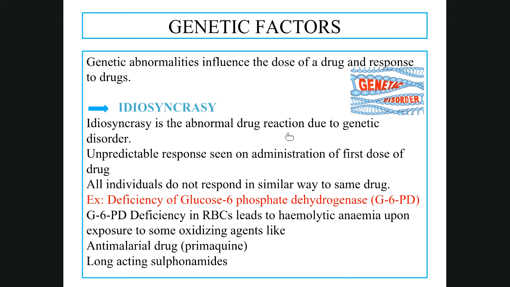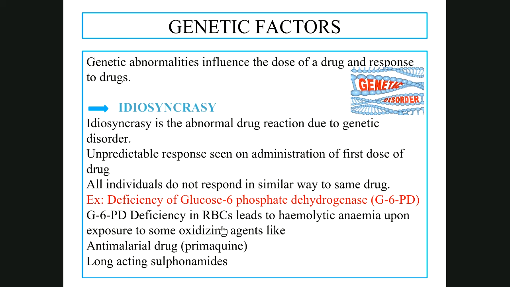All individuals do not respond in the same way, but if the person is having any genetic disorder or if his or her genes are reacting to the drug, there are chances that he or she might produce some abnormal response to that drug. Example, deficiency of glucose 6 phosphate dehydrogenase. G6PD deficiency in RBC leads to hemolytic anemia. This is an enzyme which is present in the RBCs, but if it is absent or deficient, then it will lead to hemolytic anemia.